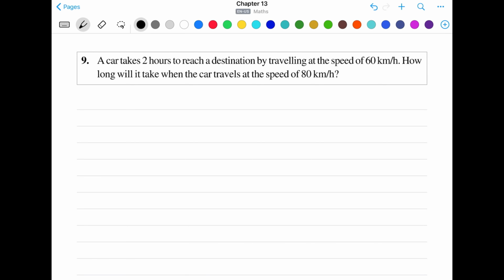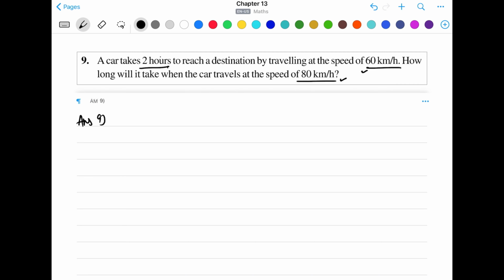Now moving to question number 9. It says a car takes 2 hours to reach a destination by traveling at a speed of 60 km. So the time is 2 hours, the speed is 60 km per hour. How long will it take when the car travels at a speed of 80 km per hour? The speed is increased from 60 to 80, so now the time will decrease for the fixed destination. So this is clearly a case of inverse proportion.